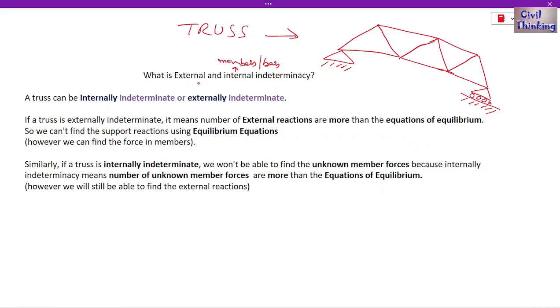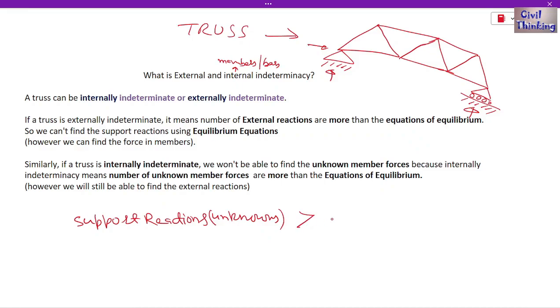Then when we talk about external, only the supports are related. Now if the support reactions are more than the equations of equilibrium, let me write it. Support reactions are unknowns, because we don't know how much the support reaction is. So support reactions are unknowns, right?